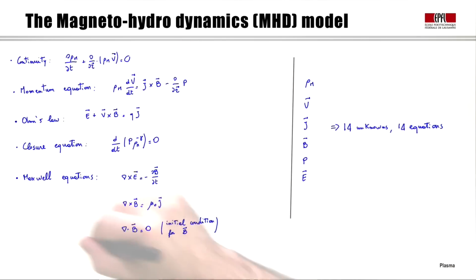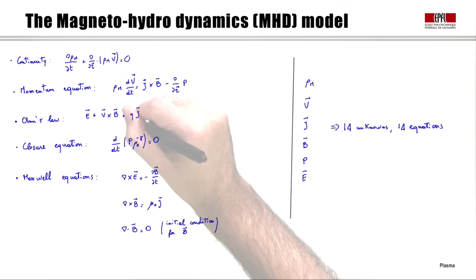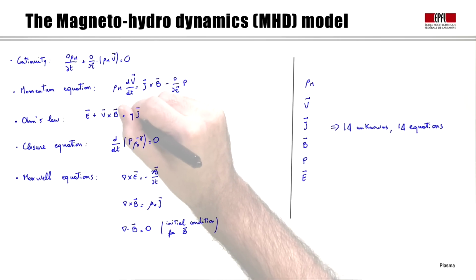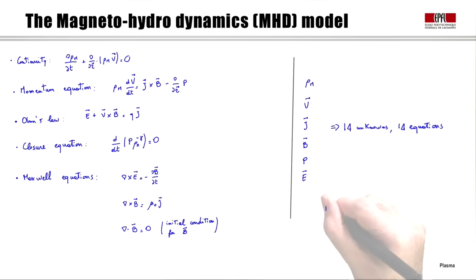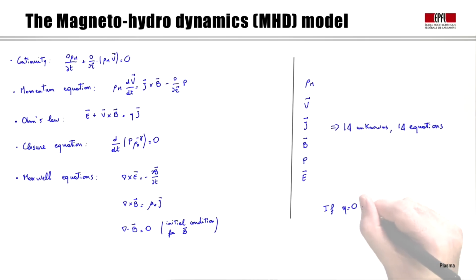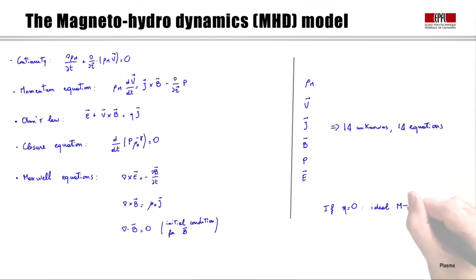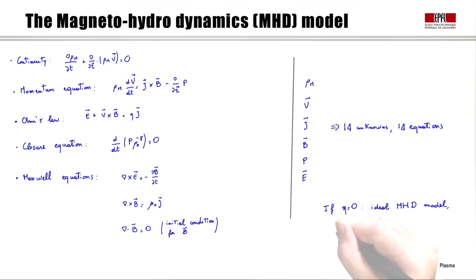What we have obtained here is actually a self-consistent model that is able to describe the plasma dynamics. Now let me point out that if the plasma is sufficiently hot, then the resistivity can be very small and can be neglected. In this case we talk about the ideal MHD model. Otherwise we talk about the resistive MHD model.